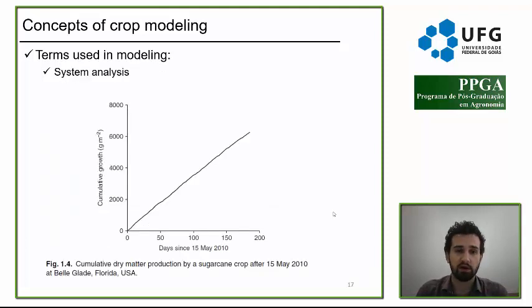So here is an example of a system analysis. This is the example of our simple model about sugarcane, where they plot here the cumulative growth in grams per square meter across the crop cycle. So after each day, we have this accumulation of dry biomass, and you can see here that after around 200 days, we have this biomass being produced in the system. So this is a very simple crop model.